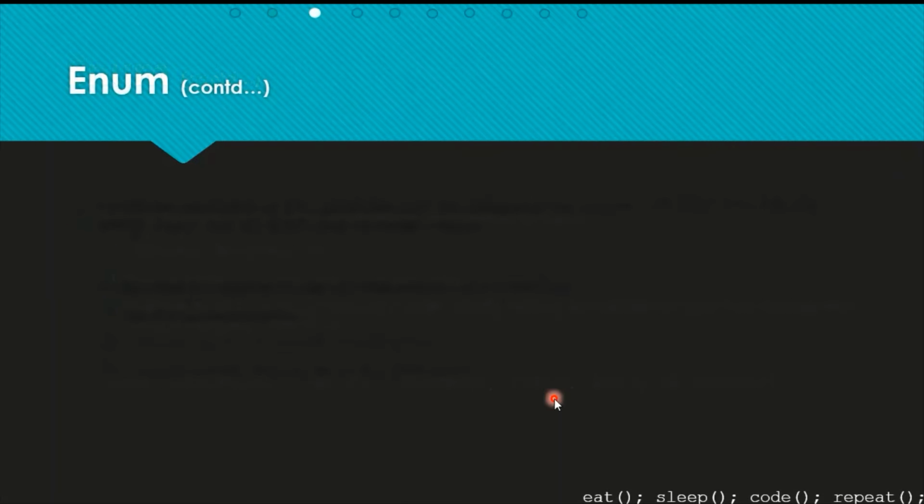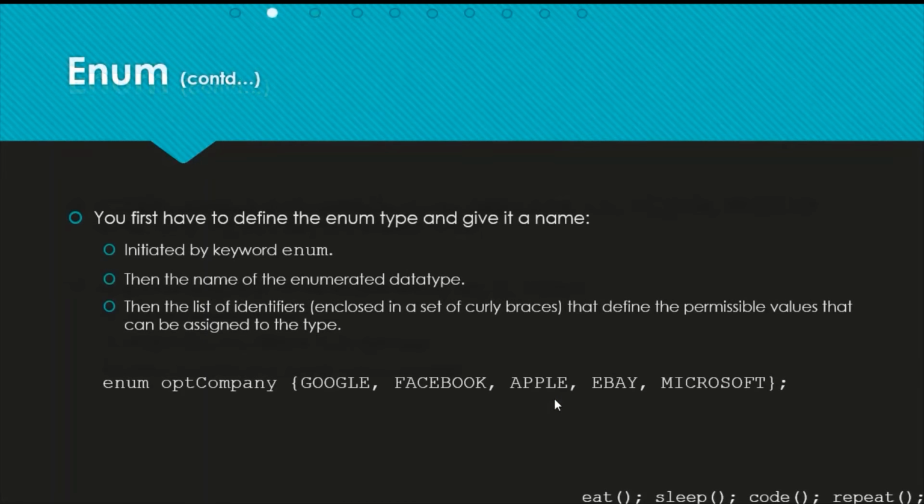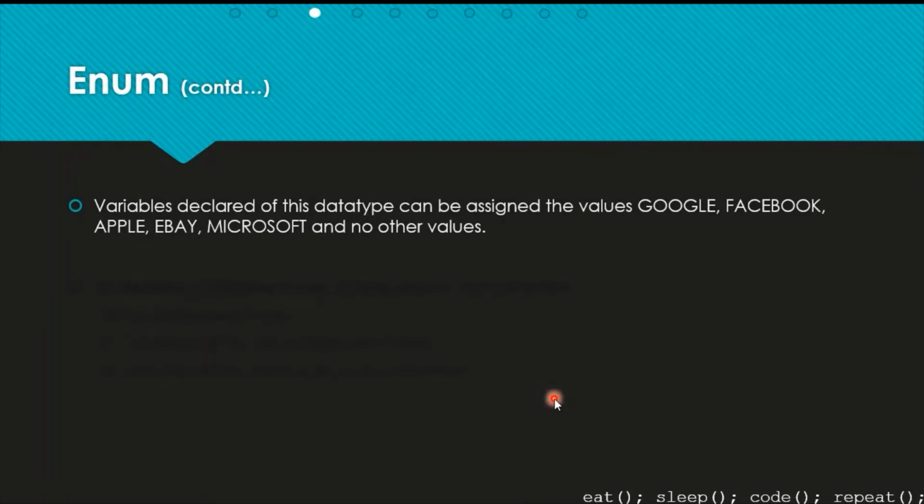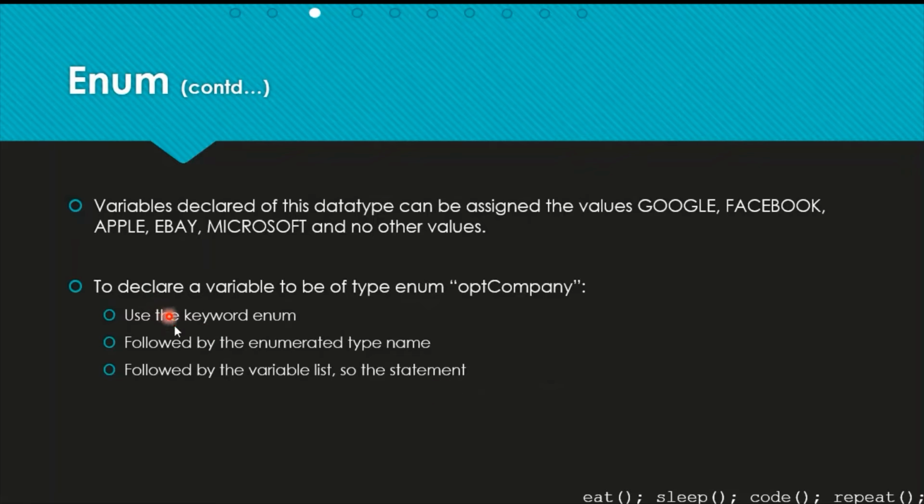Now how do we declare it? We have set that opt company can have these values. So this is our data type. Now we need to have its variables. For declaring its variables, first of all we use the keyword enum, followed by the enumerated type name, and then we have the variable list and the statement end. This is how we declare.